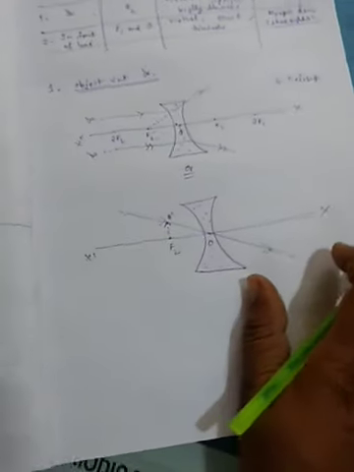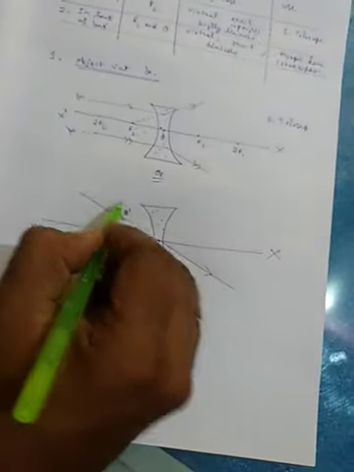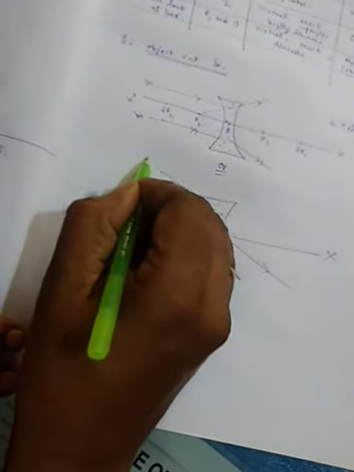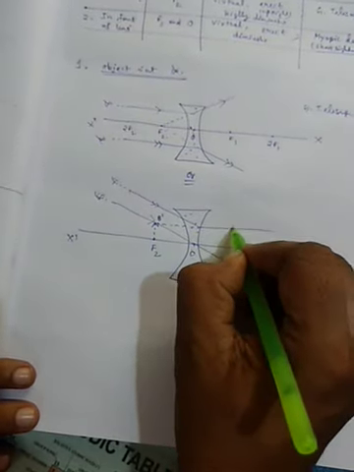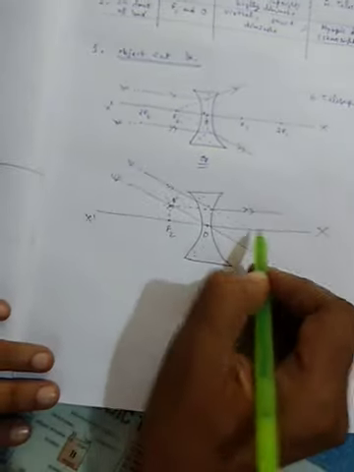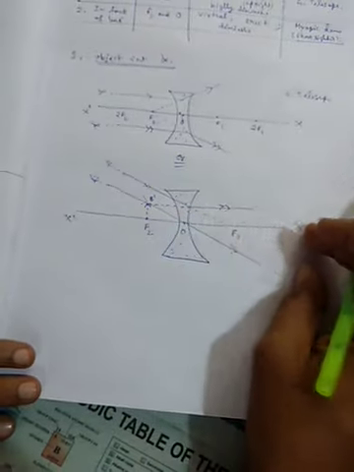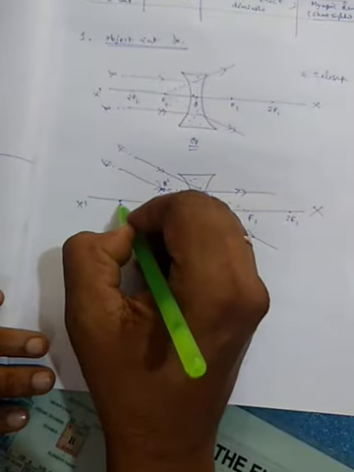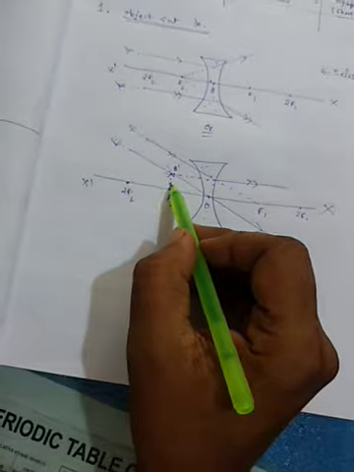Now another ray we have to draw, parallel to this incident ray. That means the object is at infinity. As it approaches the first focus, it should be parallel to the principal axis. These two rays do not really meet each other; they appear to meet at the second focus. Here F1, this one is 2F1 and this one is 2F2. The object is at infinity and the image is at the second focus. Image nature is virtual, erect and diminished.